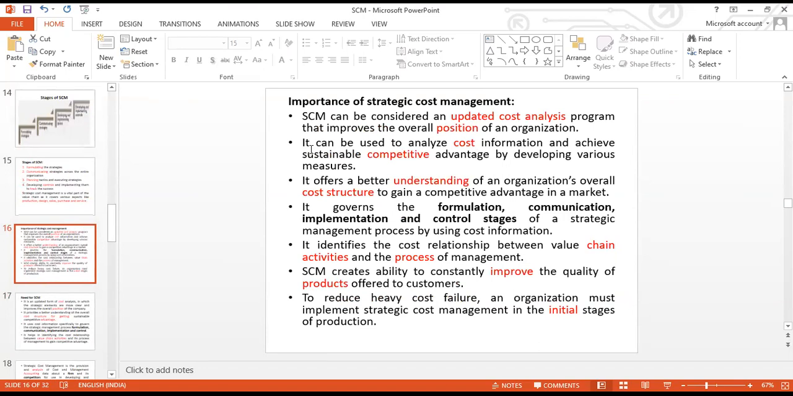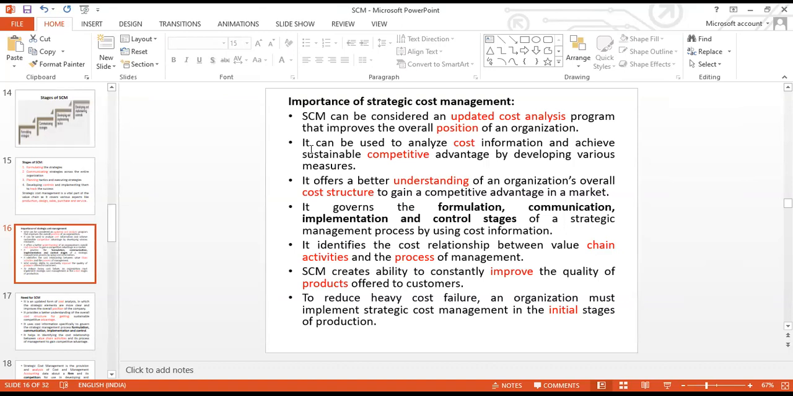Nowadays, what happened? We are moving towards multinational organizations. We are moving towards globalization. That's why strategic cost management plays a very important role. Those companies whose policies are very rigid are now out of the market. For example, Nokia, Philips, Onida. Those companies which have very rigid policies, which are not focusing on strategic cost management or management techniques, will not survive in this competitive world. That's why there is a need for strategic cost management.